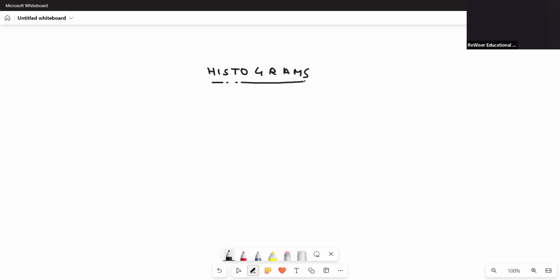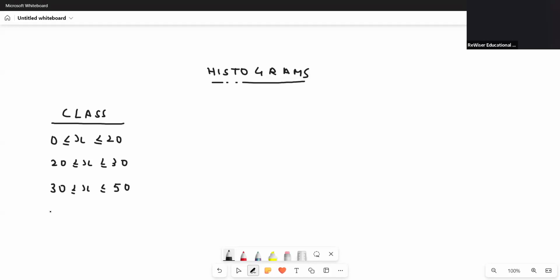So now, how does the histogram look like? Let's do it with a sum. Suppose you have a class interval given to you. Here we say that x is greater than or equal to 0, less than or equal to 20. Then x is greater than or equal to 20, less than or equal to 30. Then x is greater than or equal to 30, less than or equal to 50. And again, x is greater than or equal to 50, less than or equal to 75.